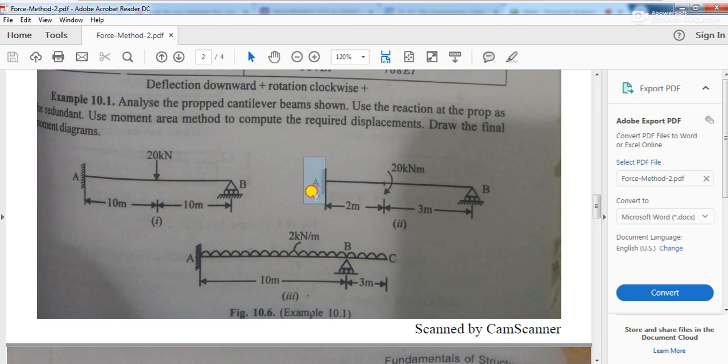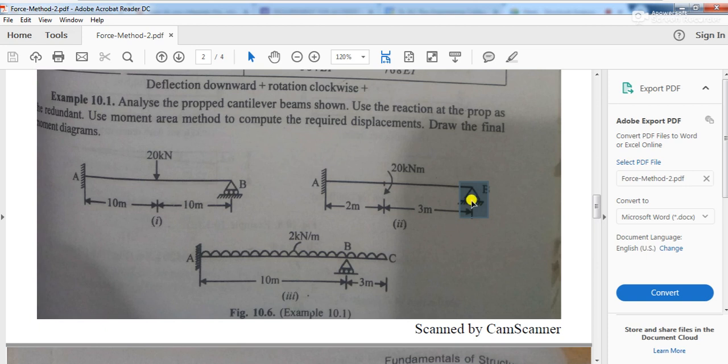So in this structure, which is single degree indeterminate, what is the indeterminate? The indeterminacy is coming, let's say, because of this reaction force. If you know this reaction force, then the structure will become determinate, and you should be able to solve it using the equations of statics. But if you do not know this reaction here, then you will not be able to solve it using the equations of statics. That's why the structure is indeterminate.